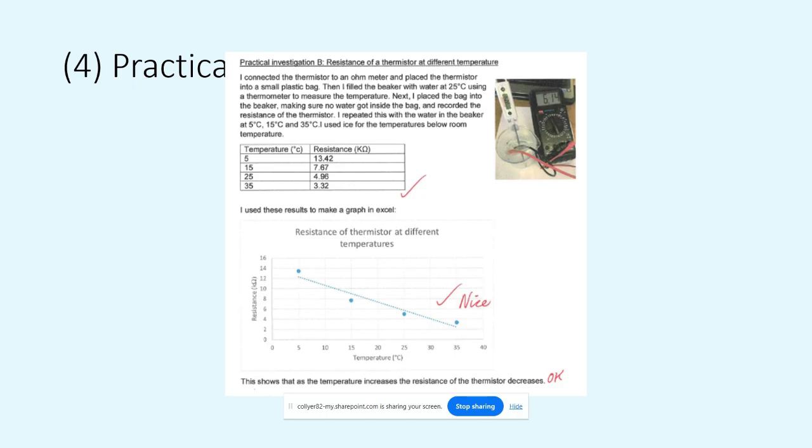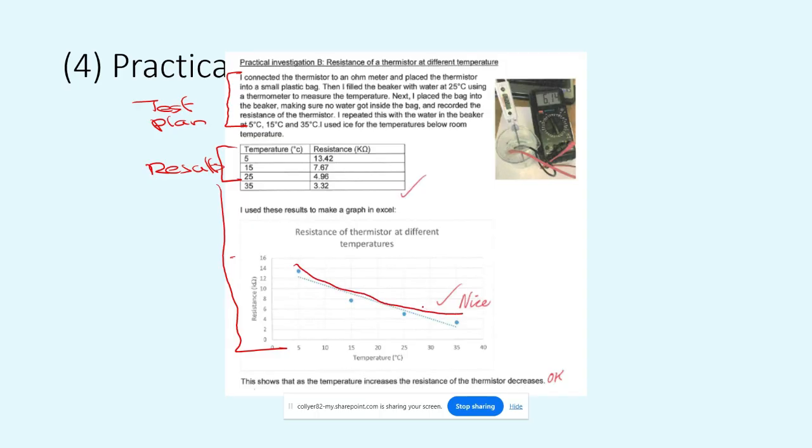This is an example. It's a pretty decent example. You can see at the top, they've explained how they've done the test. So this is the test plan. This is their results. They've done a really good thing. They put it into a graph. So this is more part of the results, really. The only thing is this line of best fit is absolutely wrong. It should be a curve, and there are ways of making curves. So do try and make it actually fit the data.